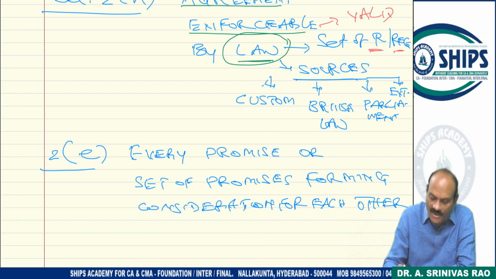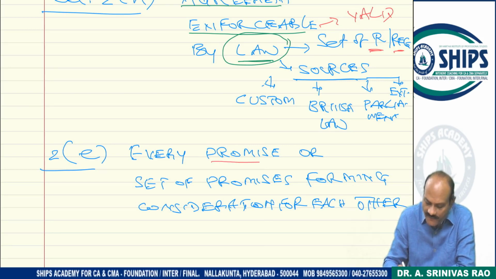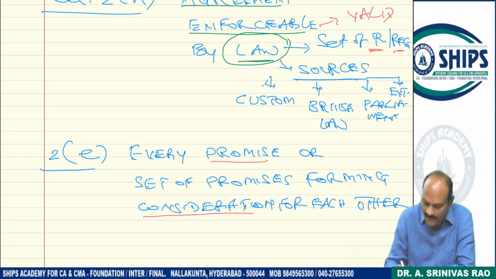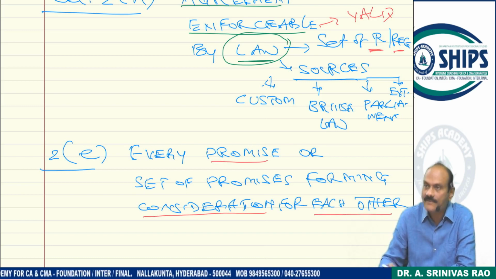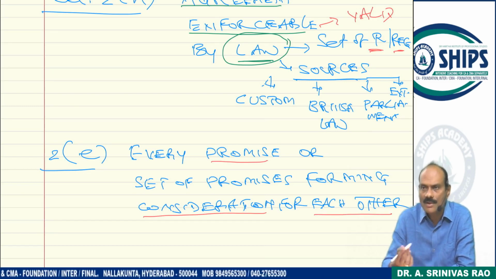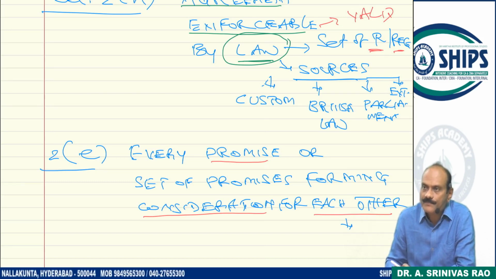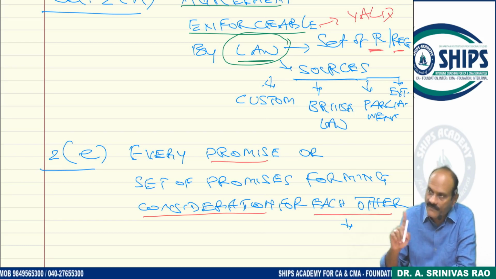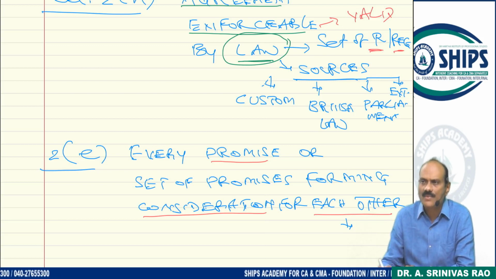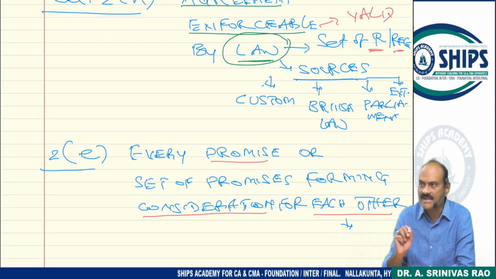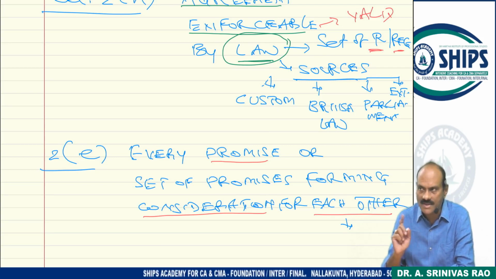From the definition, what are the essentials, friends? What is the meaning of a promise? What is the meaning of consideration? What is the meaning of each other? Only three words, if you know the definition. Tell me, each other: there are two persons, namely promiser and promisee, offerer and offeree. Promiser is one who is making an offer to another. Offeree is one who is accepting the same. So there are two distinct persons.